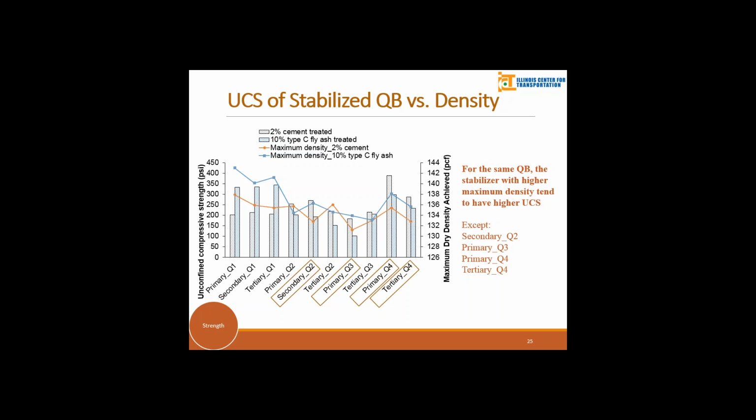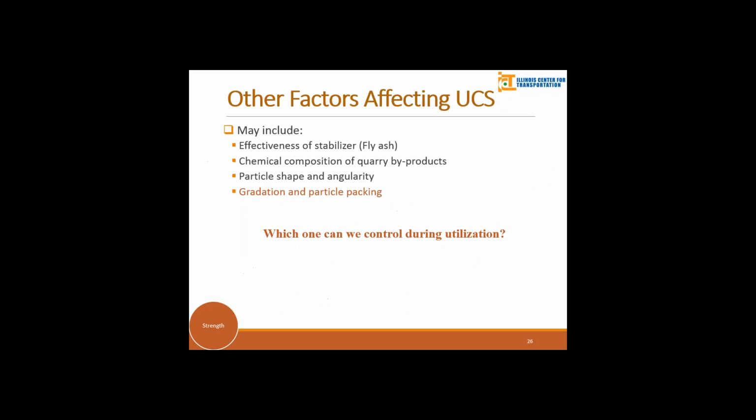But if we follow this procedure, we can see there are still some exceptions. For example, the secondary from Quarry 2, the density from the fly ash is higher than density from cement, but still the cement have higher strength. So other factors may also affect the UCS values of the stabilized QBs.